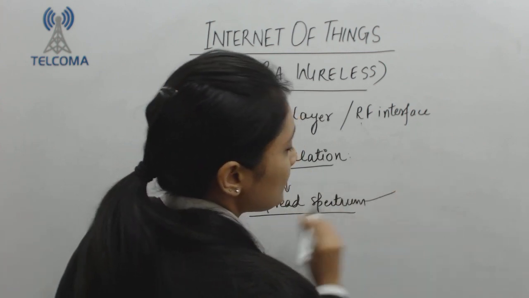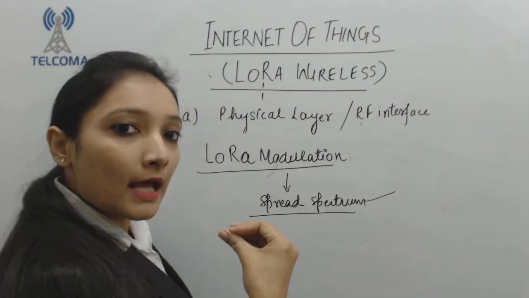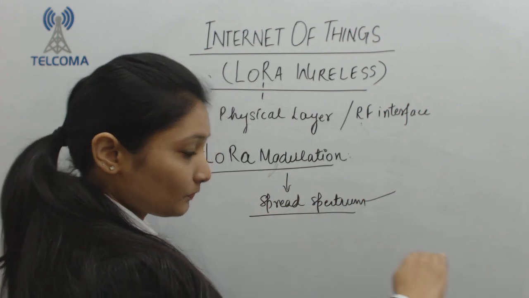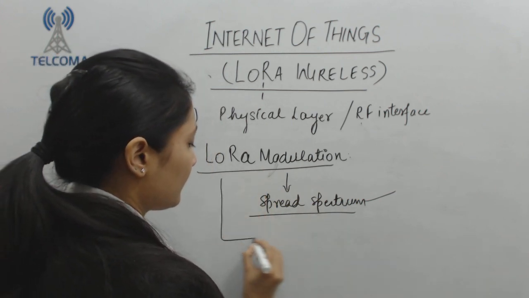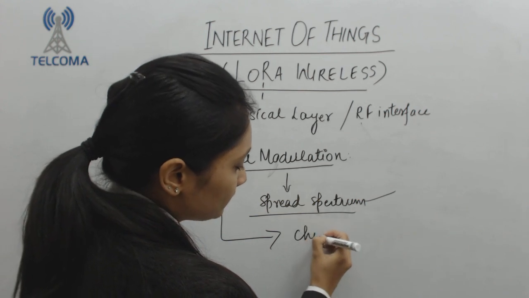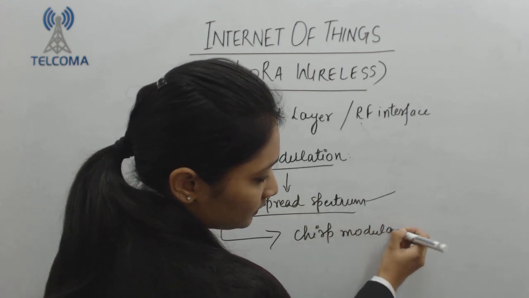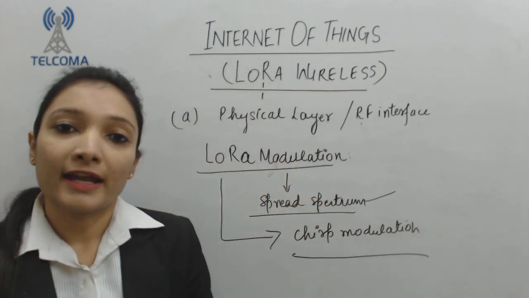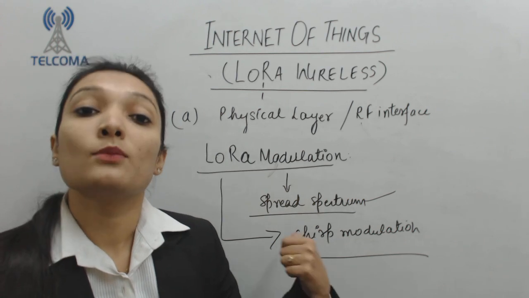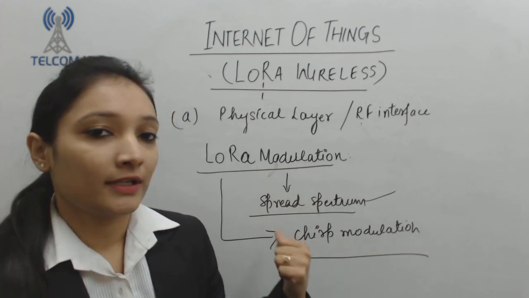That means we're basically spreading the spectrum of the narrowband signals by multiplying it with wideband signals. So we are basically spreading the spectrums. To be more precise, it is basically here chip modulation. So that is basically your wideband linear frequency modulated pulses.